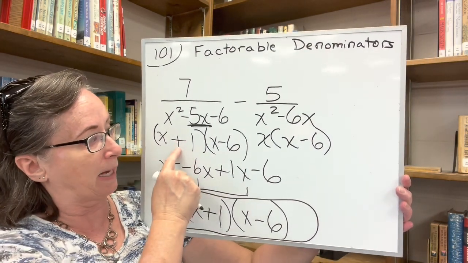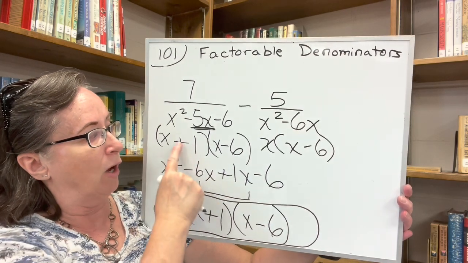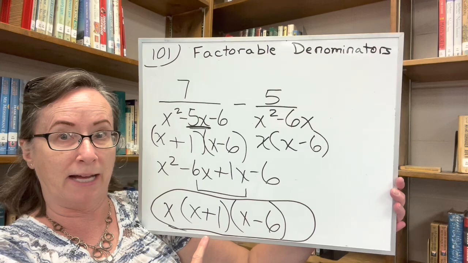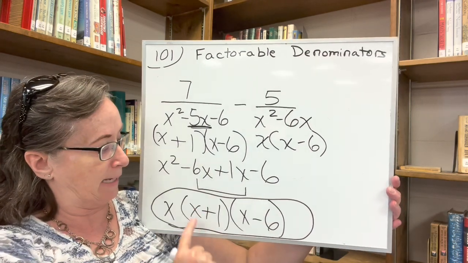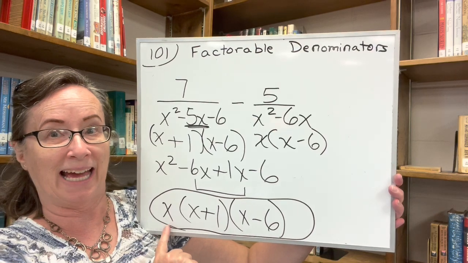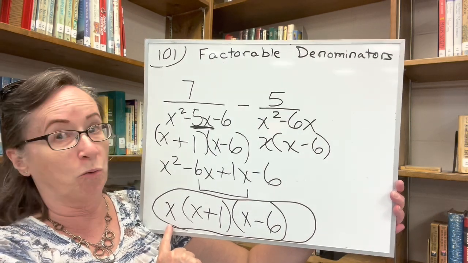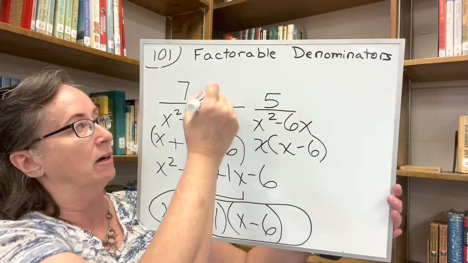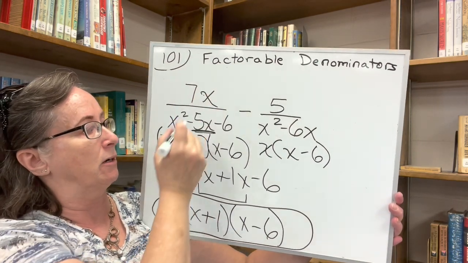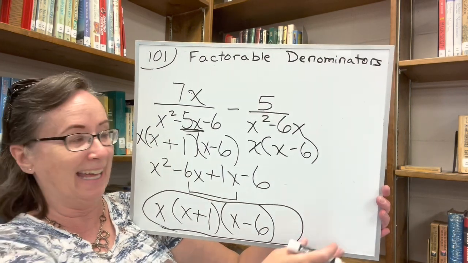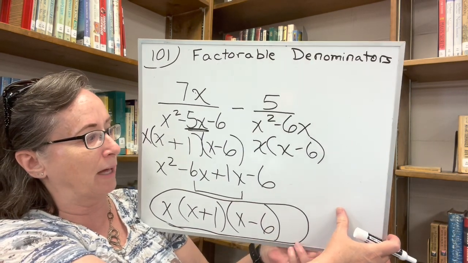So let's look back up here before we erase anything. What is this denominator needing in order to match this one? It's got the x plus 1, it's got the x minus 6, but it needs the x. So in order to make this one fit the one we desire, we're going to have to multiply the numerator and the denominator by x. Then it is the least common denominator that we want.